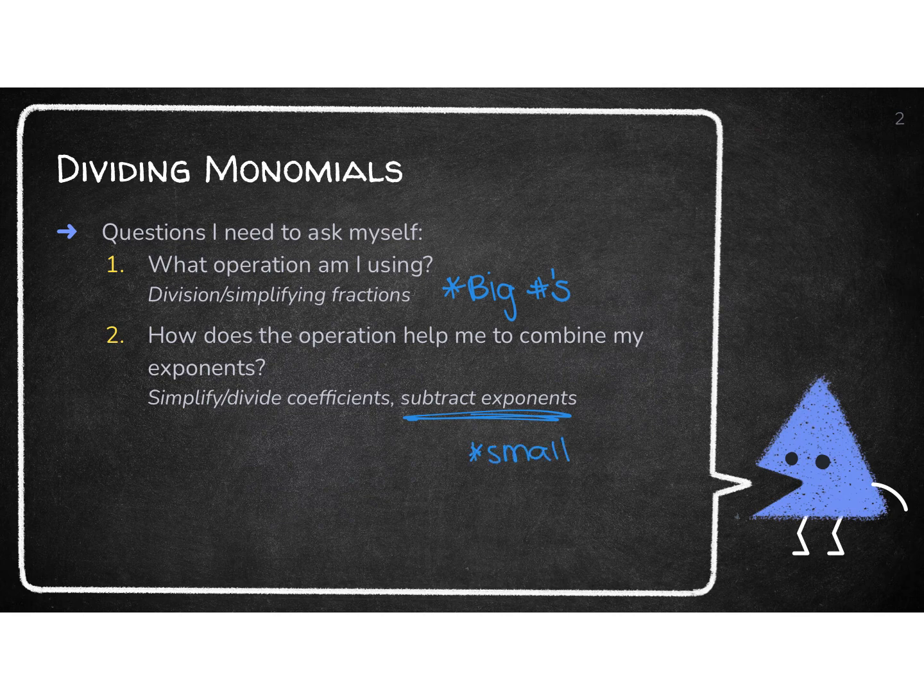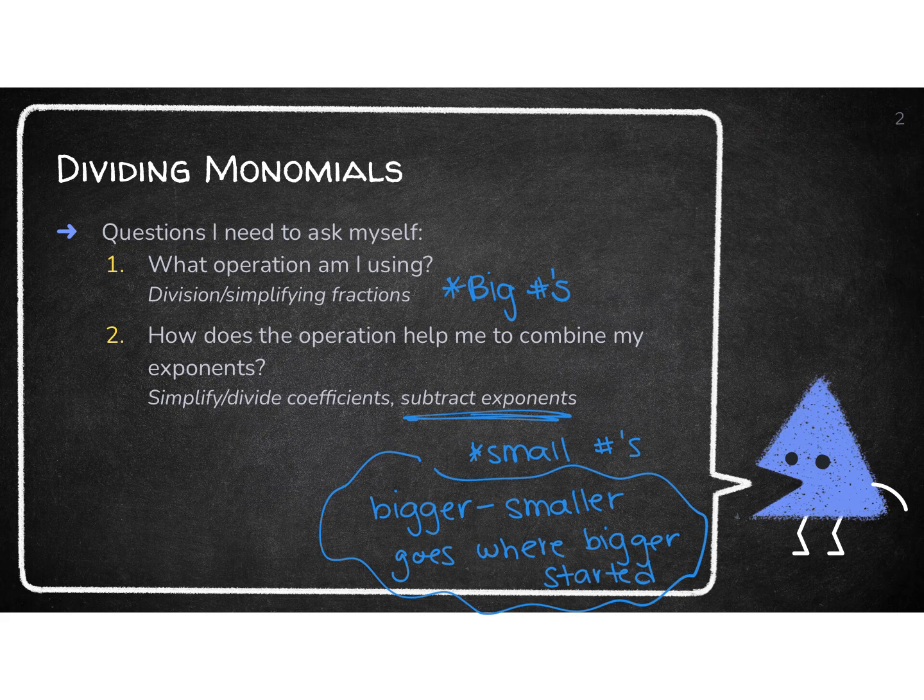And with that one, it's always bigger minus smaller. Okay, so bigger minus smaller, and it goes where the bigger one was. So goes where bigger started. Okay, that's going to be extremely important for you to remember. Okay, bigger minus smaller, it goes where the bigger one started. So let's look at a couple examples here.